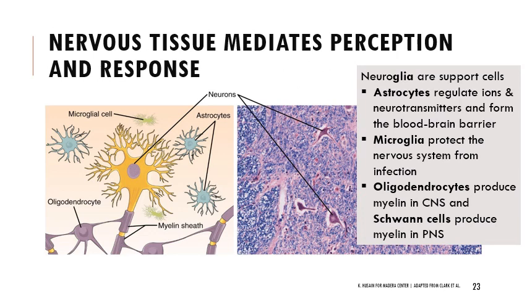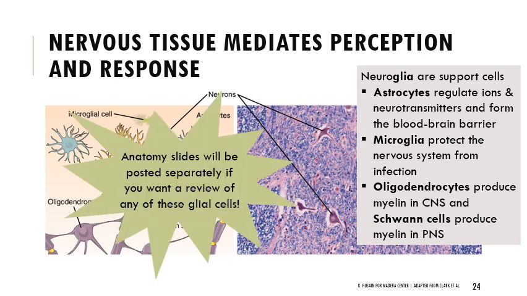There are a lot of other types of cells in our nervous system other than neurons. So there are these glial cells, also called neuroglia. There are support cells like astrocytes, microglia, and the different cells that produce myelin sheaths. But we're not going to go in depth on them. I am posting anatomy slides separately. I think they're already posted. They should be. So if you want to review those glial cells, you're welcome to if you think it'll help you, but we're not going to go in depth on them for this lecture.